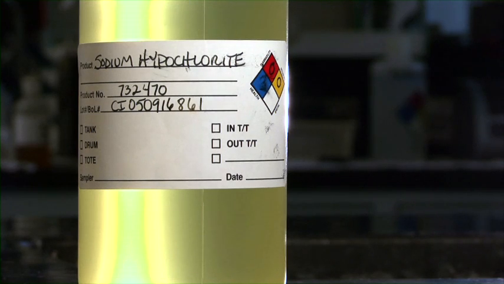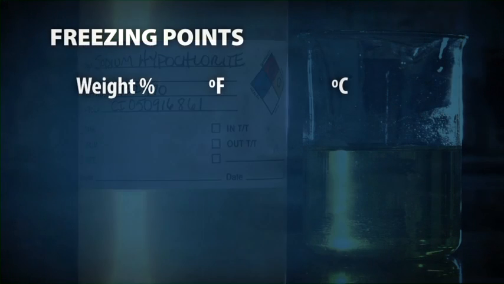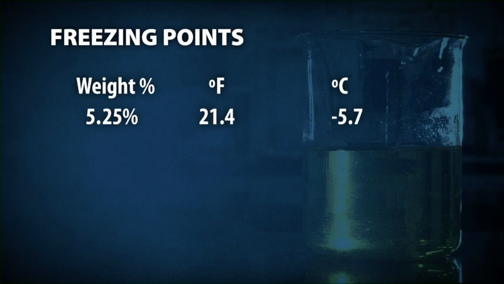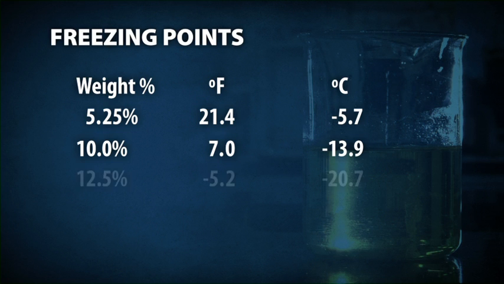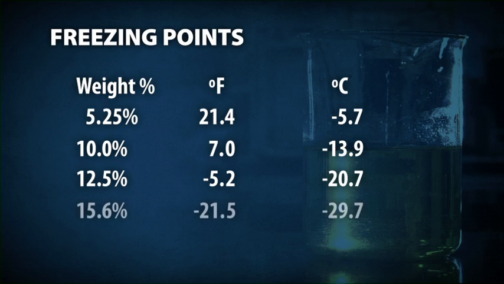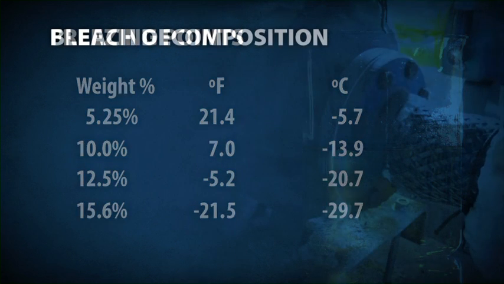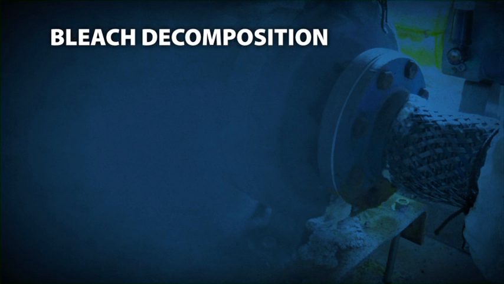The freezing point of a sodium hypochlorite solution is dependent on its concentration. For example, the freezing point for a 5.25% solution is 21.4 degrees Fahrenheit. A 10% solution freezes at 7 degrees Fahrenheit. A 12.5% solution begins to freeze at minus 5.2 degrees Fahrenheit, and a 15.6% solution freezes at minus 21.5 degrees Fahrenheit. Bleach decomposes over time.